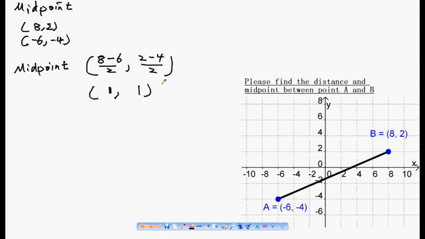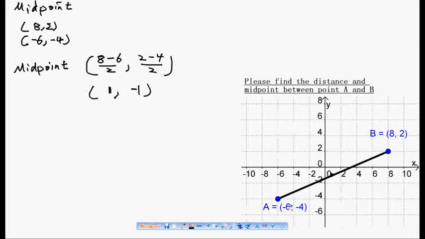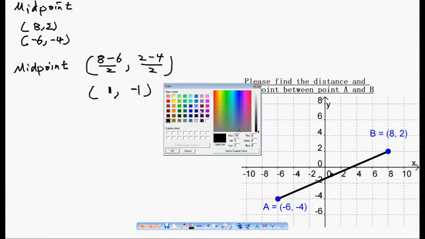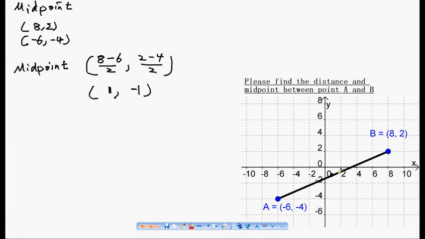Oh sorry, 1 and minus 1. 2 minus 4 divided by 2 is minus 1. So your midpoint is somewhere at 1 and minus 1 there. Clear? This is your midpoint, 1, minus 1.